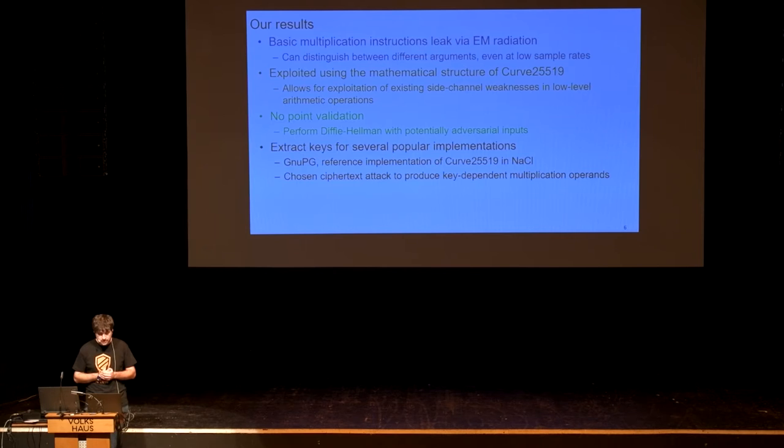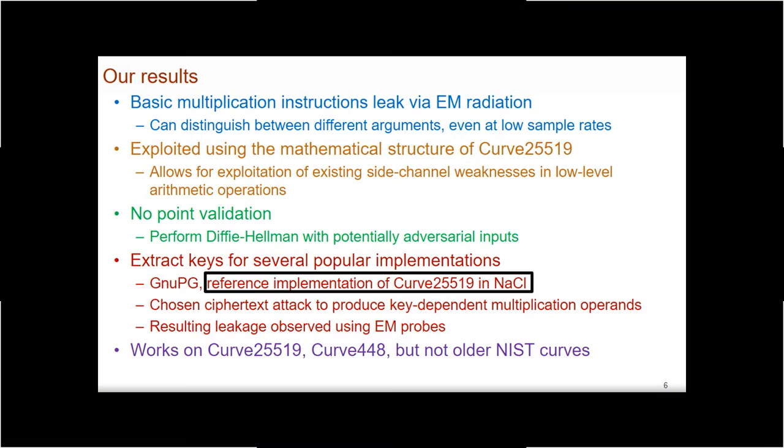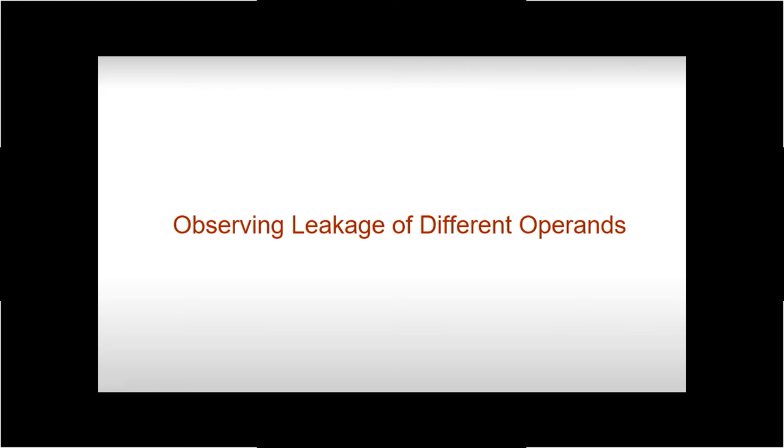Our attack is a chosen ciphertext attack that produces key-dependent multiplications in the operands, and we then get the key out with the EM side channel. And a nice piece of irony is that this works over Curve25519. It also works for Curve448. But one place where this doesn't work is at the ordered constructions of the NIST curves, because they don't have this mathematical structure, and moreover, they use point validation. Now, I'll spend most of the time today on the reference implementation of Curve25519.